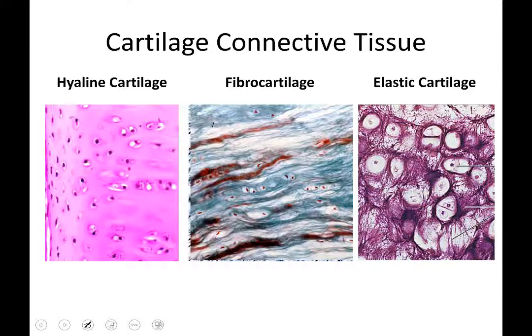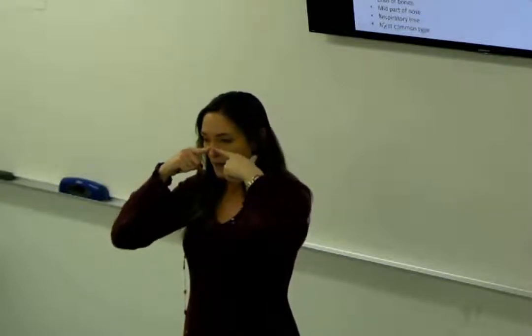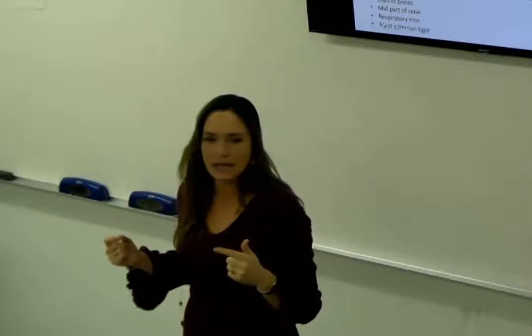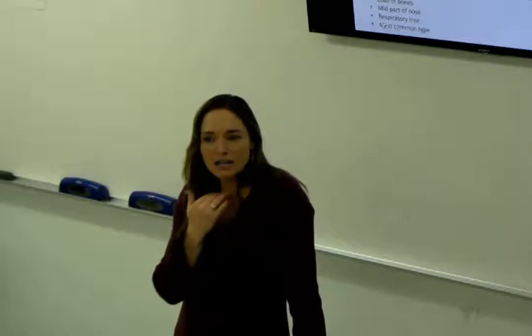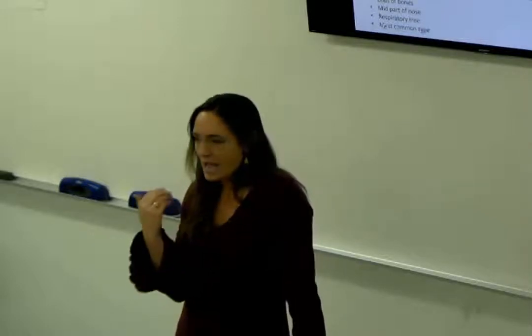So back to hyaline cartilage, ends of bones, mid part of the nose. We want to think of our nose as having three parts. The top part is bone, the middle part is hyaline cartilage, and then the end part of your nose is elastic cartilage. It's along the respiratory tree. It's the hyaline cartilage rings of your trachea, and you see it all over the body.